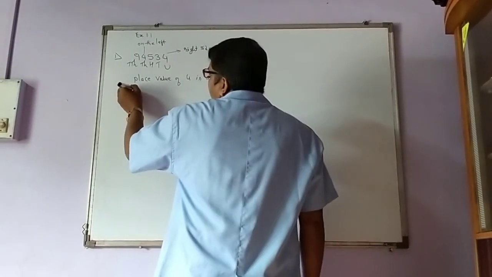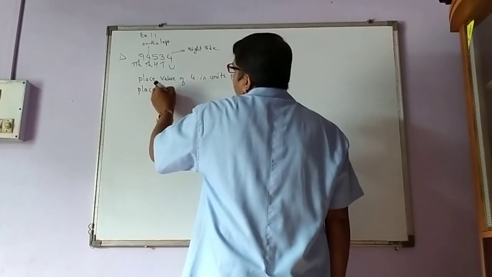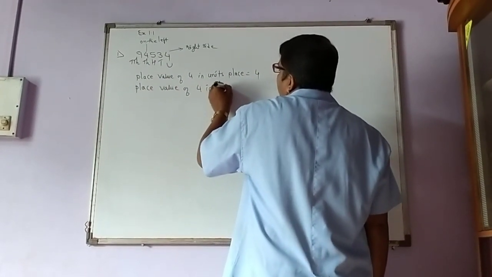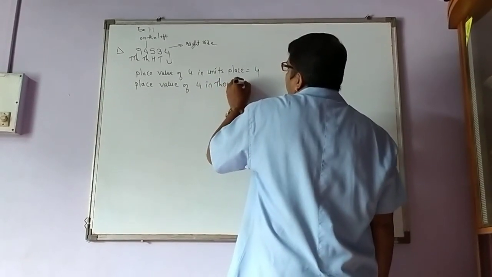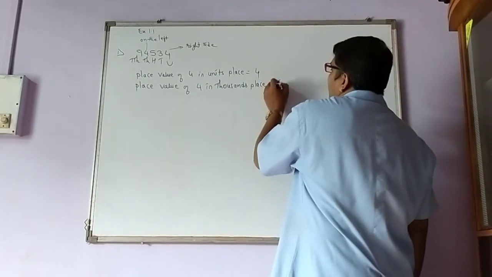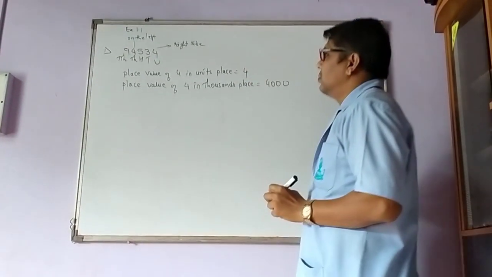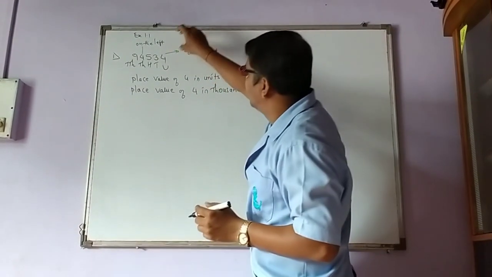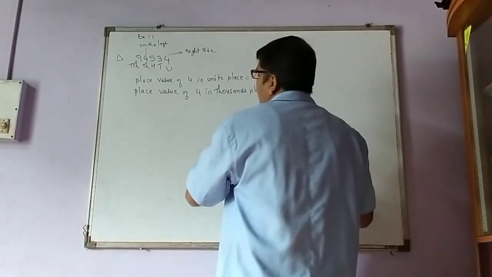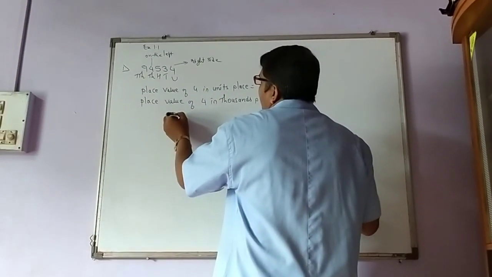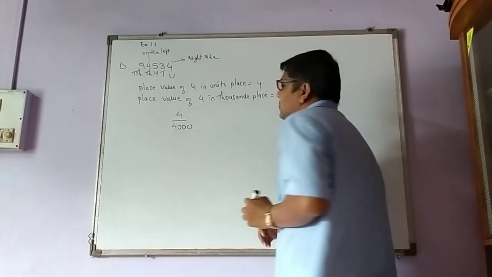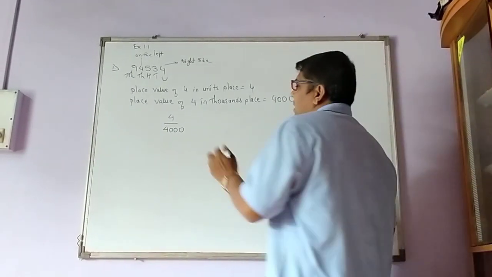Okay, and place value of 4 in thousands place. How much it will be? Definitely 4,000. Now how many times is this 4 of this 4? So what we will do, we will divide 4 upon 4,000. Okay, so that is equivalent to what?